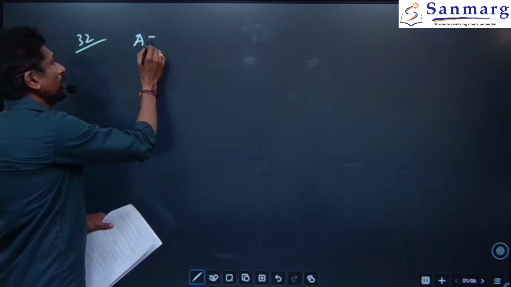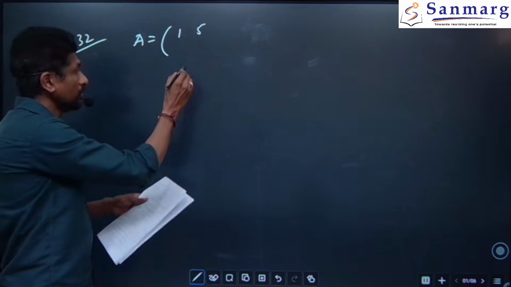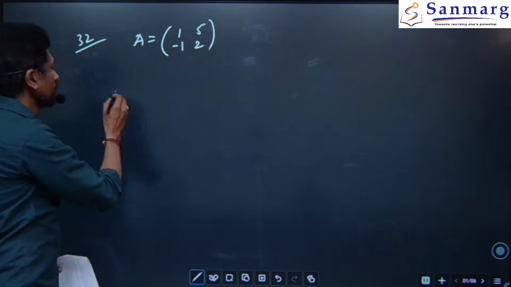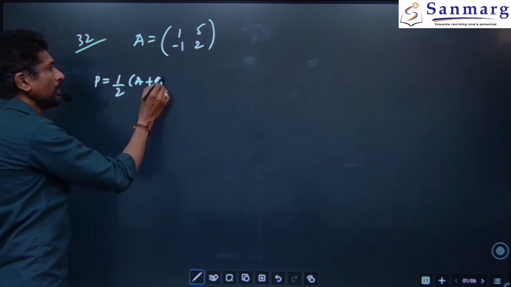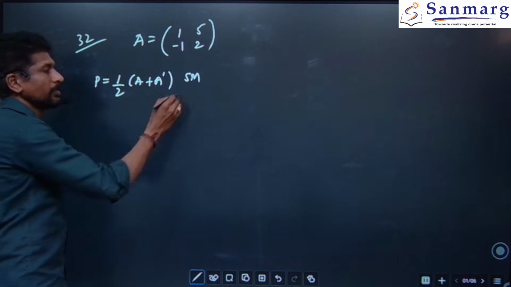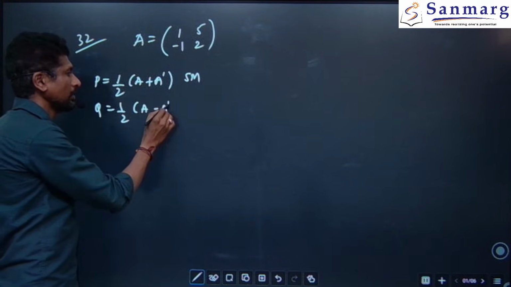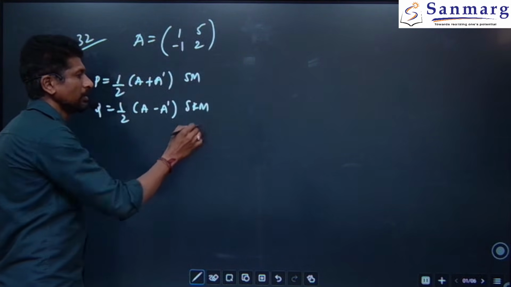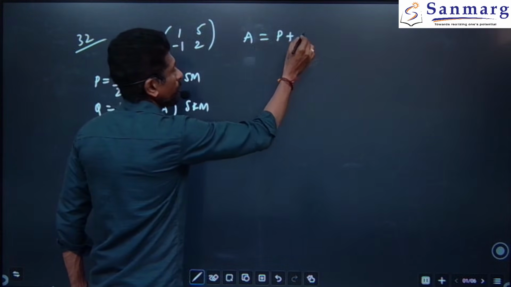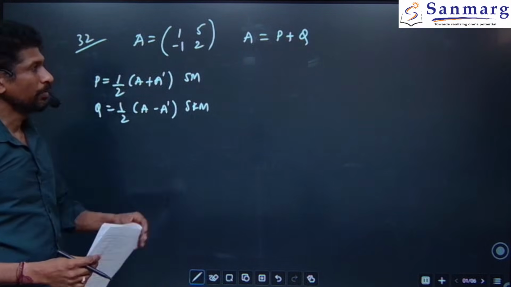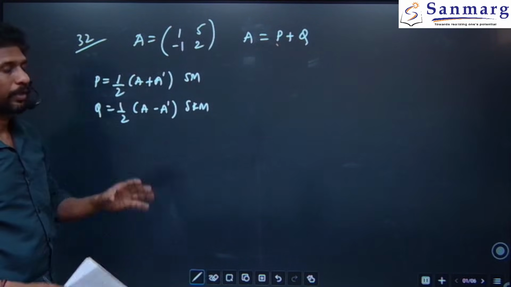They will give a 2 into 2 matrix. The elements may be anything, but the concept is what? By considering half of A plus A dash, you will get a symmetric matrix. By subtracting, half of A minus A dash, skew symmetric matrix. And you have to express this A as P plus Q, the sum of the symmetric and skew symmetric matrix, again you have to get the A matrix itself.